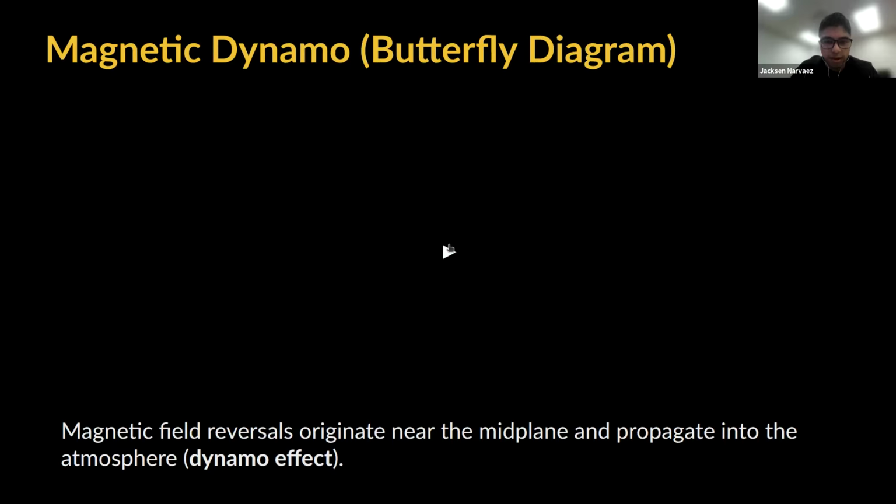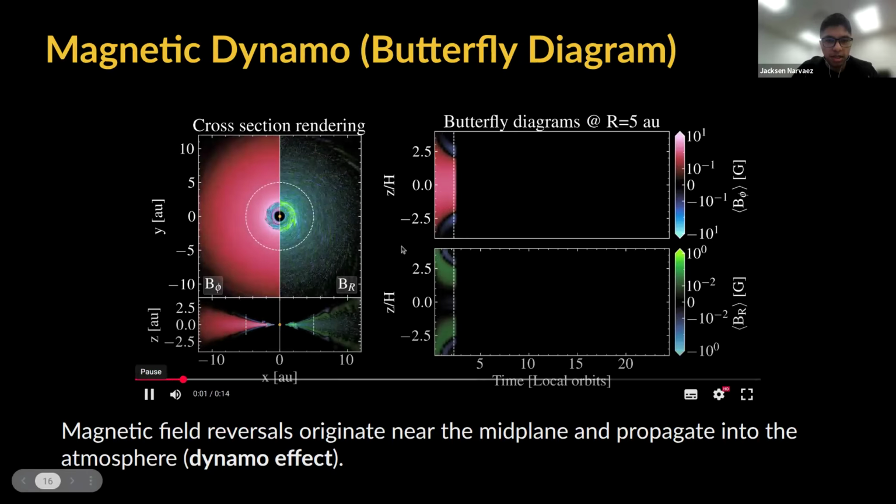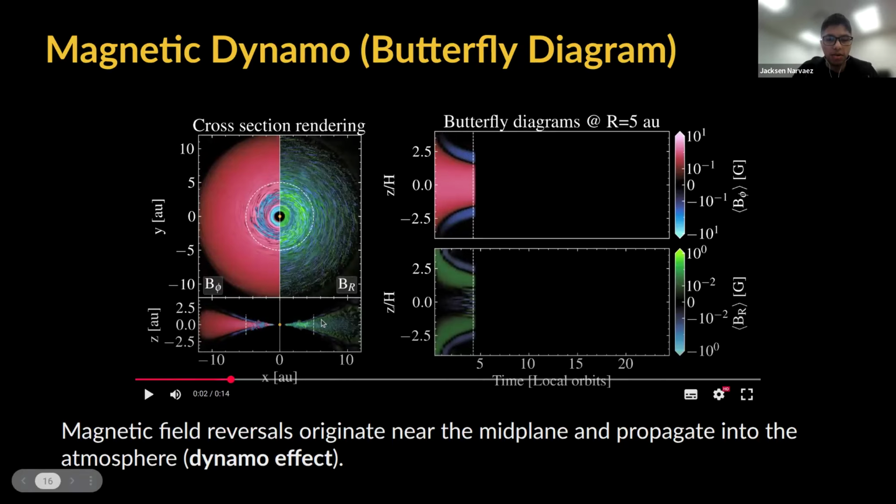Another characteristic feature in the magnetohydrodynamic instability is the dynamo effect. So here I show the cross-section rendering of the magnetic fields. This is the toroidal magnetic field. This is the radial magnetic field. To calculate the mean magnetic fields, we average over the azimuthal direction at a constant radius. In this case, I take the radius as 5 astronomical units. And here you see the evolution of those mean magnetic fields versus time.